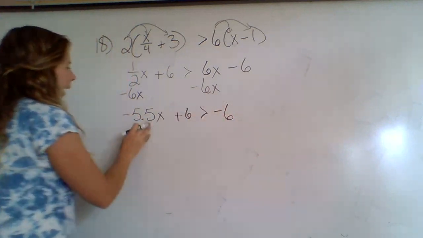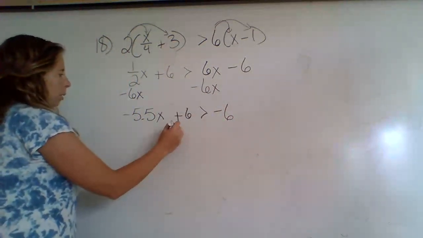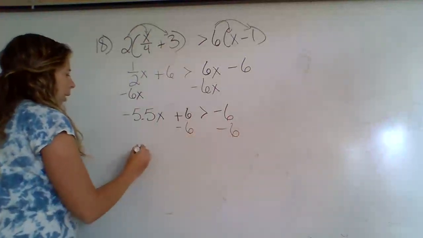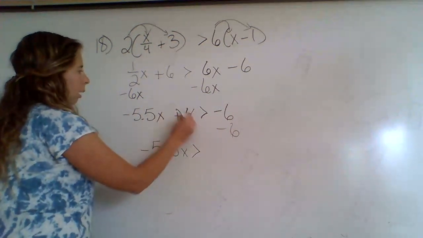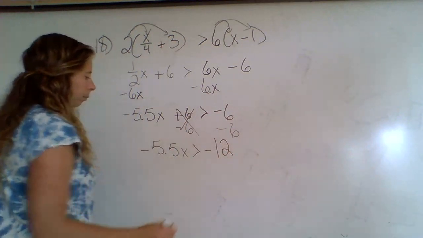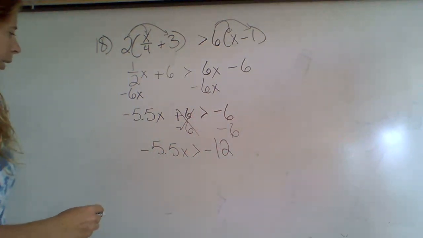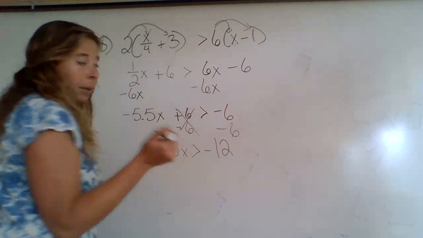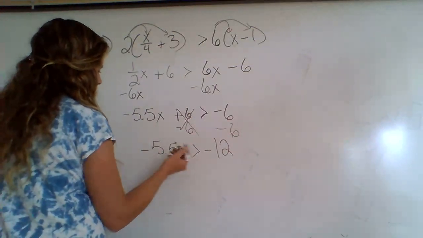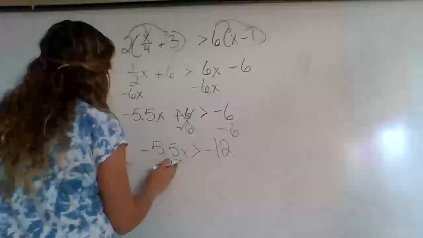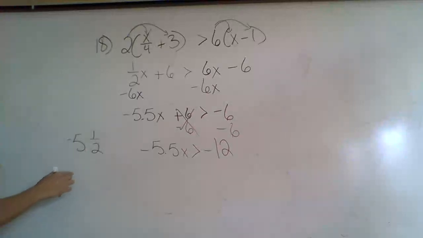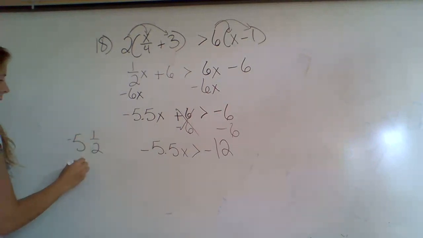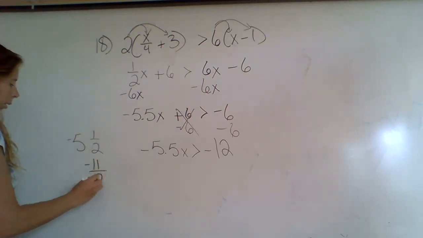All right. So I want x over here. So this guy needs to move over. So I'm going to subtract 6 from both sides. -5.5x is greater than, this is gone, -12. So then you would divide. Oh, this is why you would want to keep it as a fraction. Let me change it back to a fraction. So as an improper fraction, this is -5.5. So let's make it into an improper. 2 times -5 plus 1. 2 times 1. That would be -11 over 2.